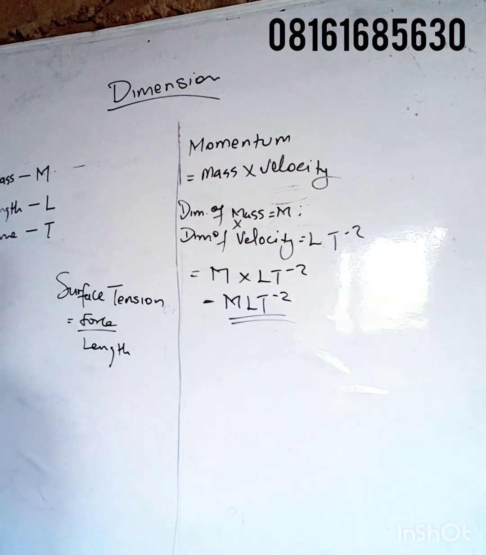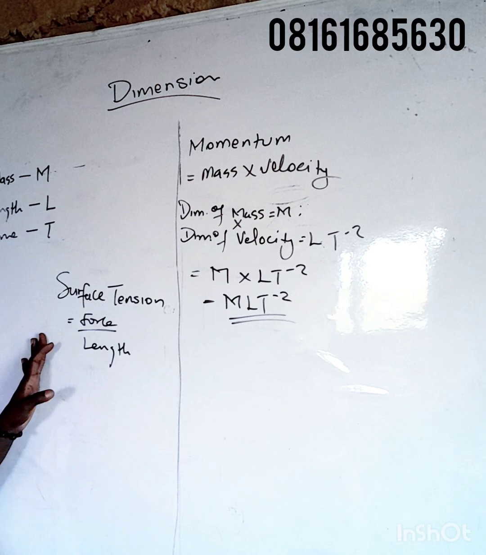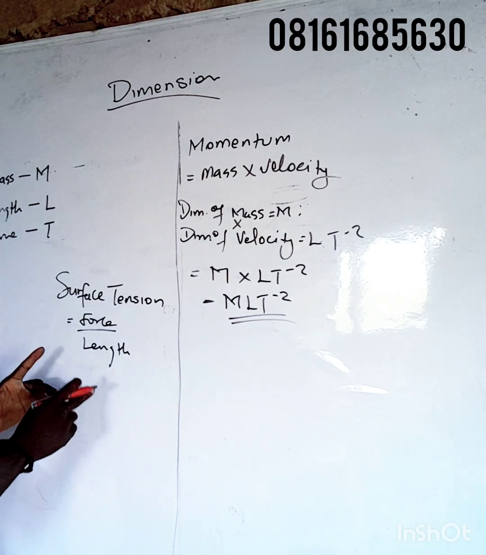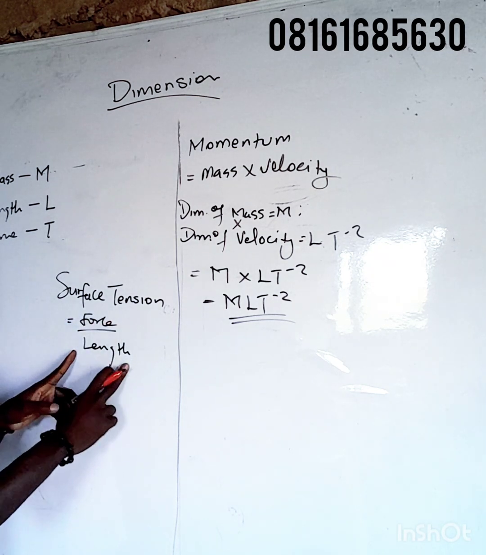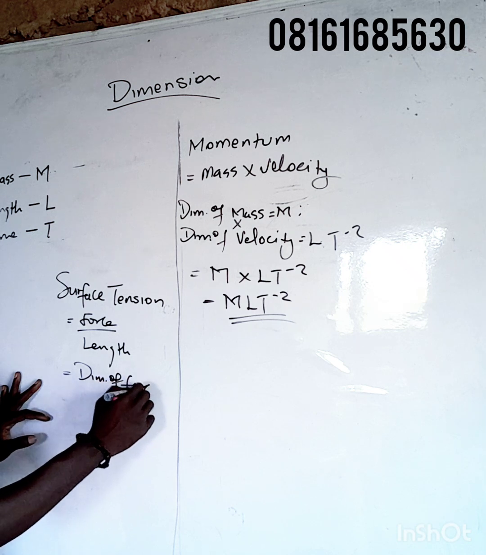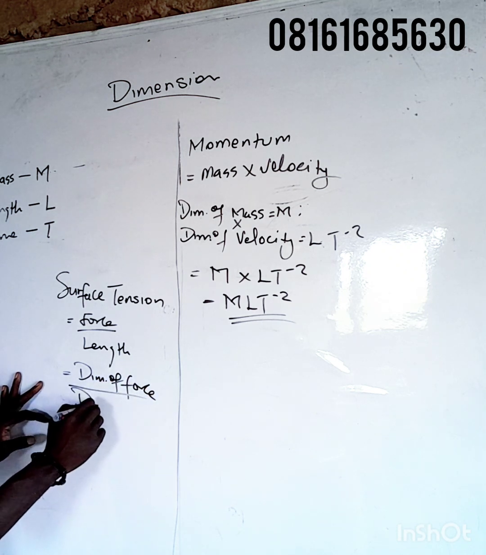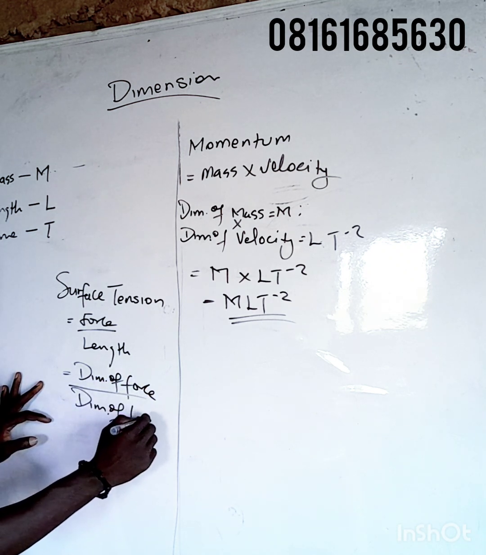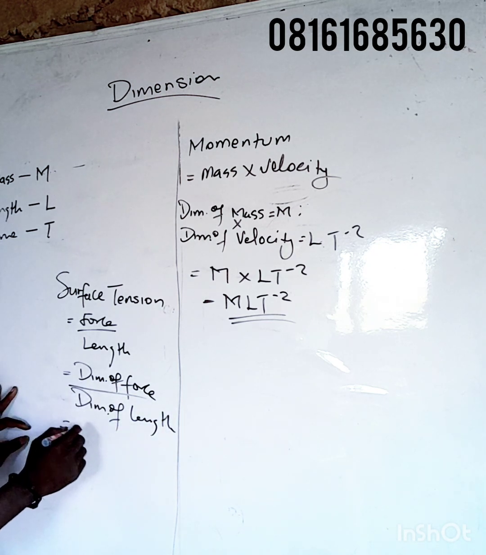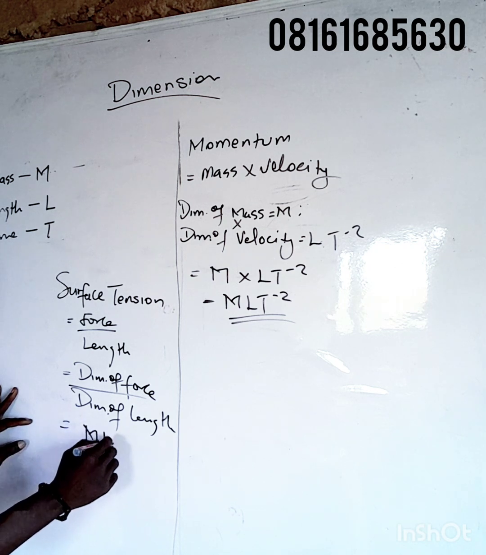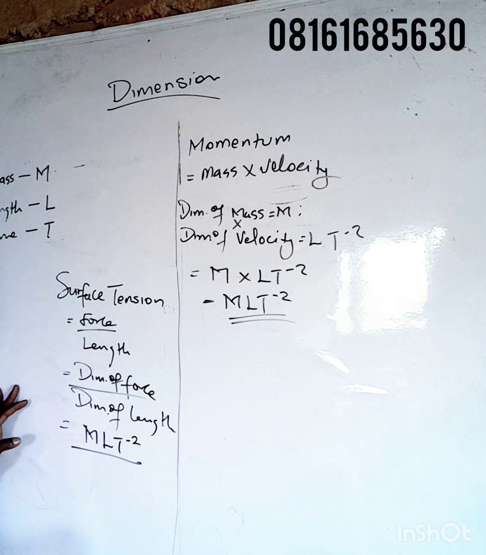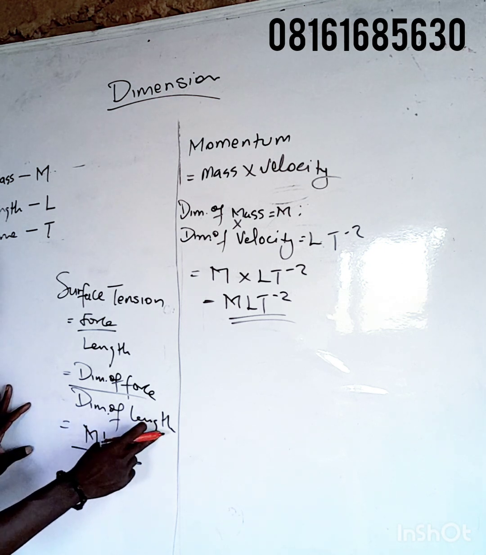Now, let's talk about the dimension of surface tension. Surface tension is force over length. So definitely you are going to look for the dimension of force, then over the dimension of length. Remember earlier, force is ML per T squared. Am I right? Yes, I'm right.